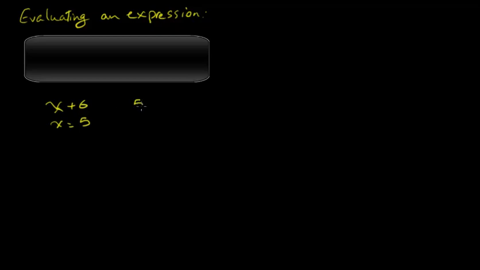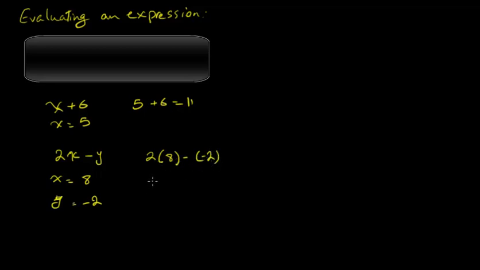We evaluate the expression by putting the numbers in: x plus 6 equals 11. Or let's say you have the expression 2x minus y, given x equals 8, y equals minus 2. So we insert the numbers, we'll have 2 times parentheses 8 minus minus 2. So 2 times 8 is 16. They have like signs here, so it produces positive. It's positive 2, and then we'll have 18.